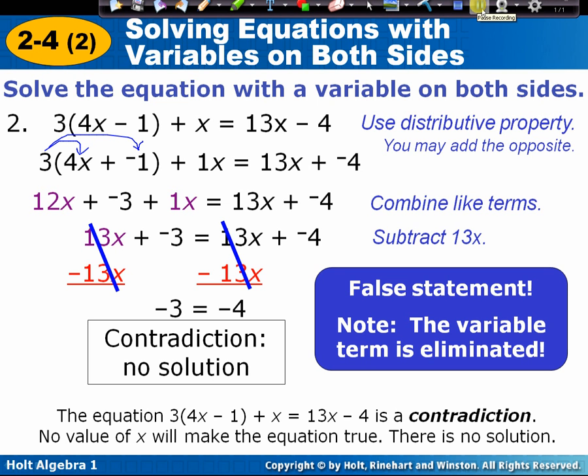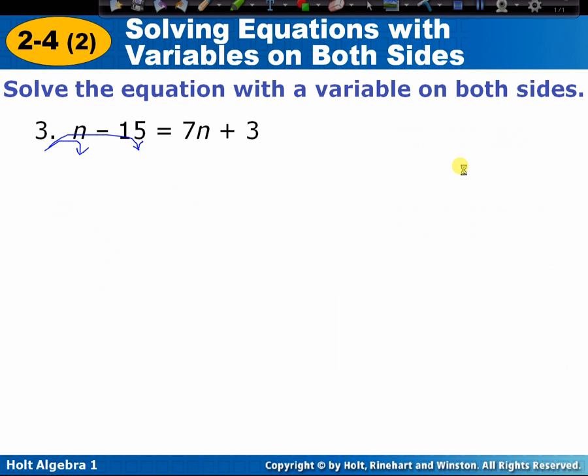Take a minute and make sure that you get all of this written down. All right, number 3. Go ahead and write it down. N minus 15 equals 7n plus 3.